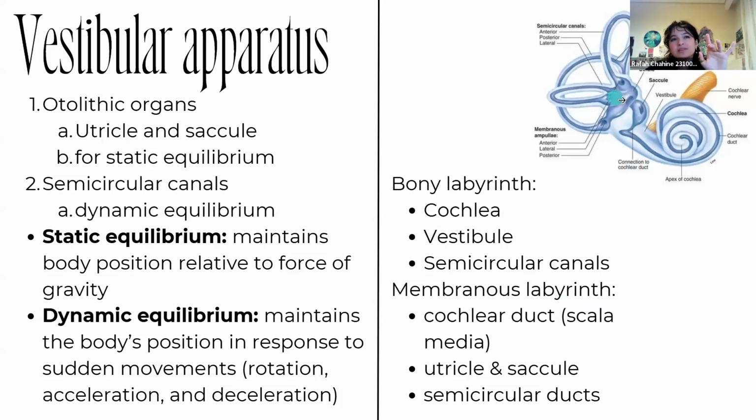The membranous labyrinth is everything that is in dark blue over here. That includes the cochlear ducts, the saccule and the utricle, and the semicircular ducts, not the canals, the ducts. It's important to make sure that you separate those two. The bony labyrinth is all the light blue, and the membranous labyrinth is all the dark blue. To recap, the bony labyrinth has the cochlea, the vestibule, and the semicircular canals. The membranous labyrinth has the cochlear duct, the utricle and the saccule, and the semicircular ducts.